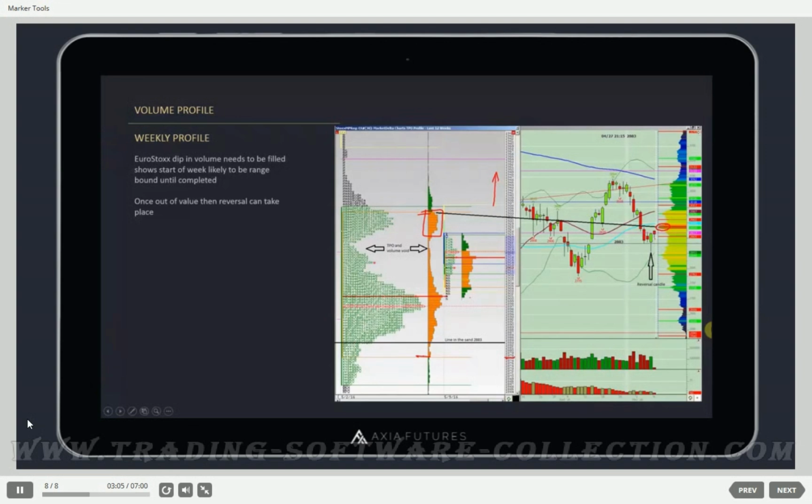So it either gives you a stop below it or an opportunity to buy the 78s as well as the 83s. So that's how I look at a weekly profile. Make sure you mark your levels down at the beginning of the week.